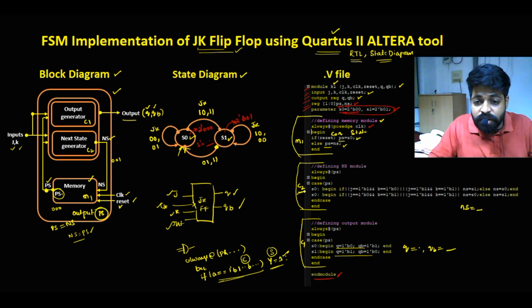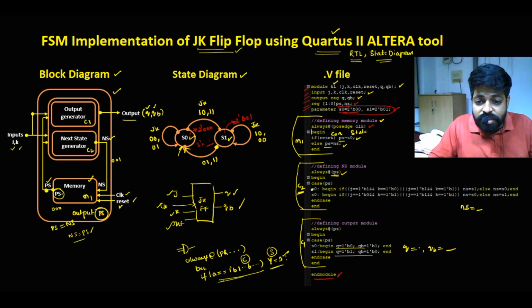So here I am defining combinational circuit 2. What this combinational circuit does is it works always at the positive edge of clock, and the input is the present state. Based on the present state, it does the operation. That's why always at the present state is what I define in the sensitivity list, and the present state ps will be taken as the cases.